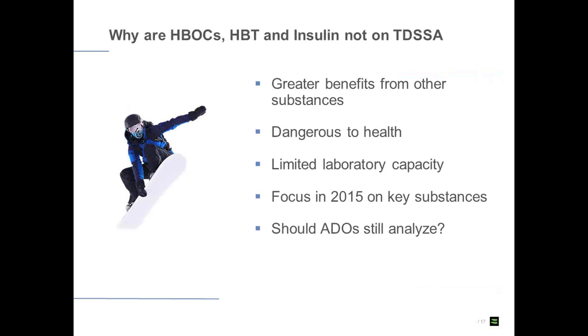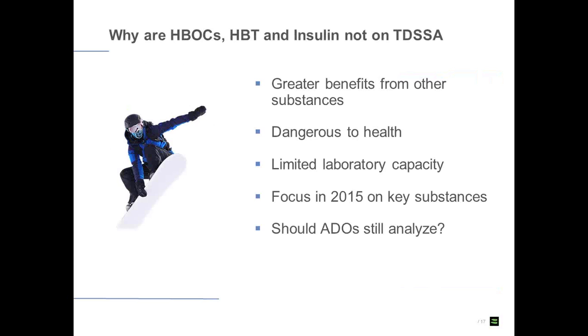So the focus in 2015 is on the key groups of substances that ADOs can apply their limited resources towards. These other prohibited substances, however, remain on the prohibited list, and they may be added to the technical document in the future. For now, the testing of them should be conducted on an intelligence-based approach. For example, HBOC and HBT, in line with suspicious ABP profiles, or other supporting information on high-risk sports and athletes.